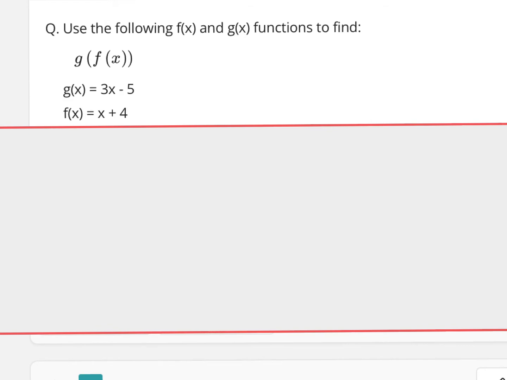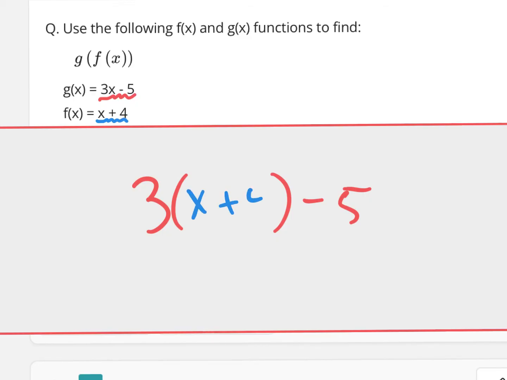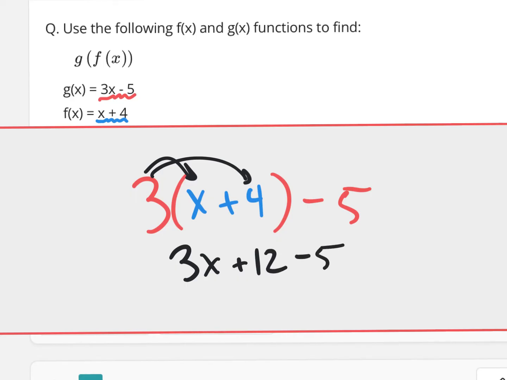So write the g function first, 3, but instead of x, times some giant parentheses, minus 5. And why do I put those giant parentheses right here in place of x? Because I'm plugging in this binomial right in there. So the f of x function, x plus 4, is going to go right in there. And we're simply going to distribute and simplify, and we're done, right? 3 times x is 3x. 3 times 4 is 12. Bring down the minus 5. The only other thing you could do is combine the 12 with the minus 5, giving you a 7. So 3x plus 7 is your final answer here.